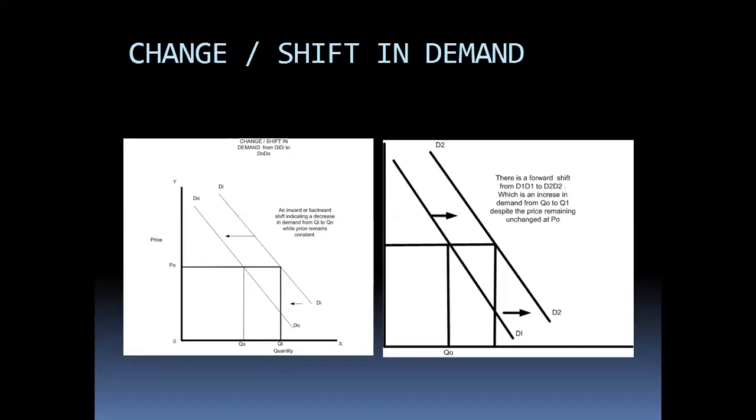Now, if you consider the diagram on the right of your screen, you find that there is an outward shift in demand. That is, there is an increase in demand despite the price of the commodity remaining the same. Please don't forget those factors.